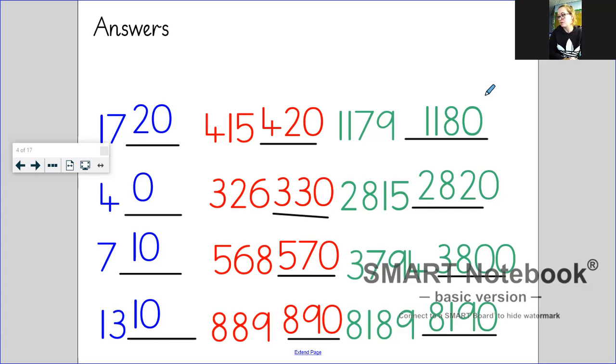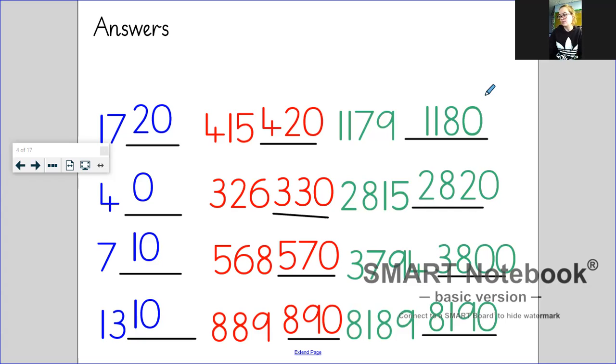8,189 went to 8,190. Now this one here, 3,791, I bet you're thinking, oh, it looks like it rounded to the nearest 100, but it's because the nearest multiple of 10 was the 100 and it moved it all up, obviously, because we looked from 794 goes to 800.